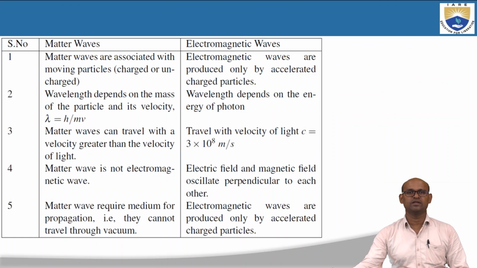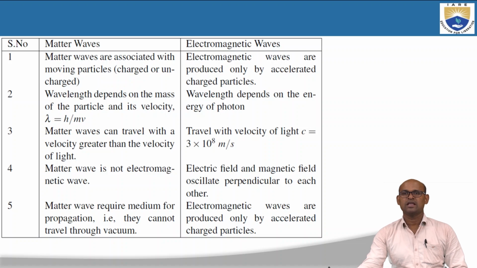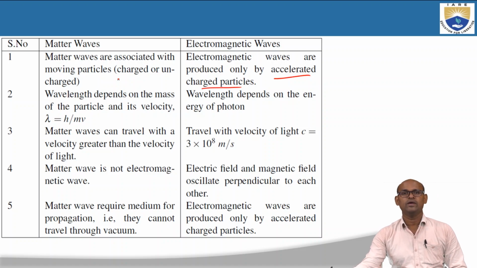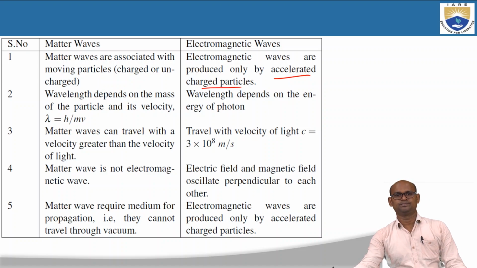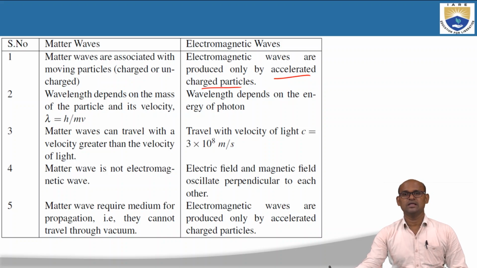Here are the differences between matter waves and electromagnetic waves. Matter waves are associated with moving particles, whereas electromagnetic waves are produced only by accelerated particles. Matter wave wavelength depends on the mass and its velocity, whereas electromagnetic wave wavelength depends on the energy of a photon. Matter waves can travel with velocity greater than the velocity of light. Electromagnetic waves travel with velocity of light c.